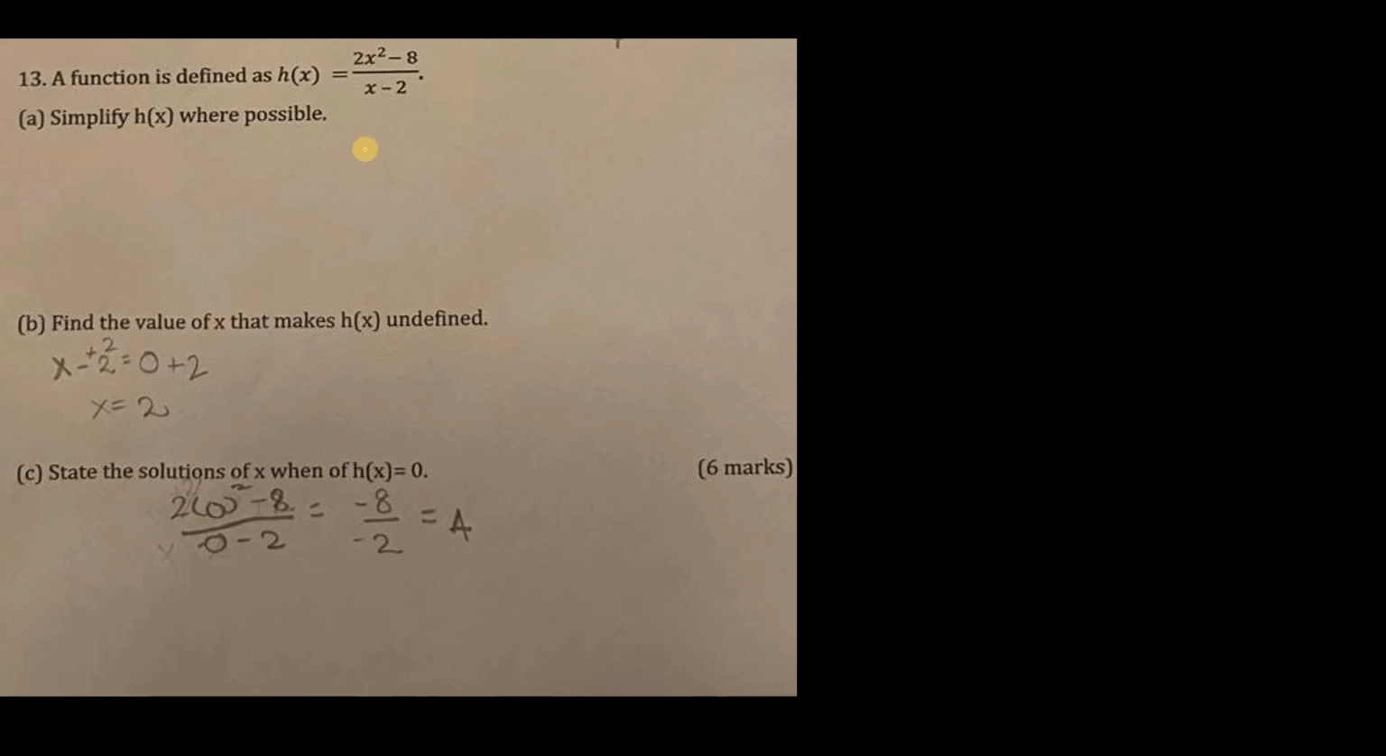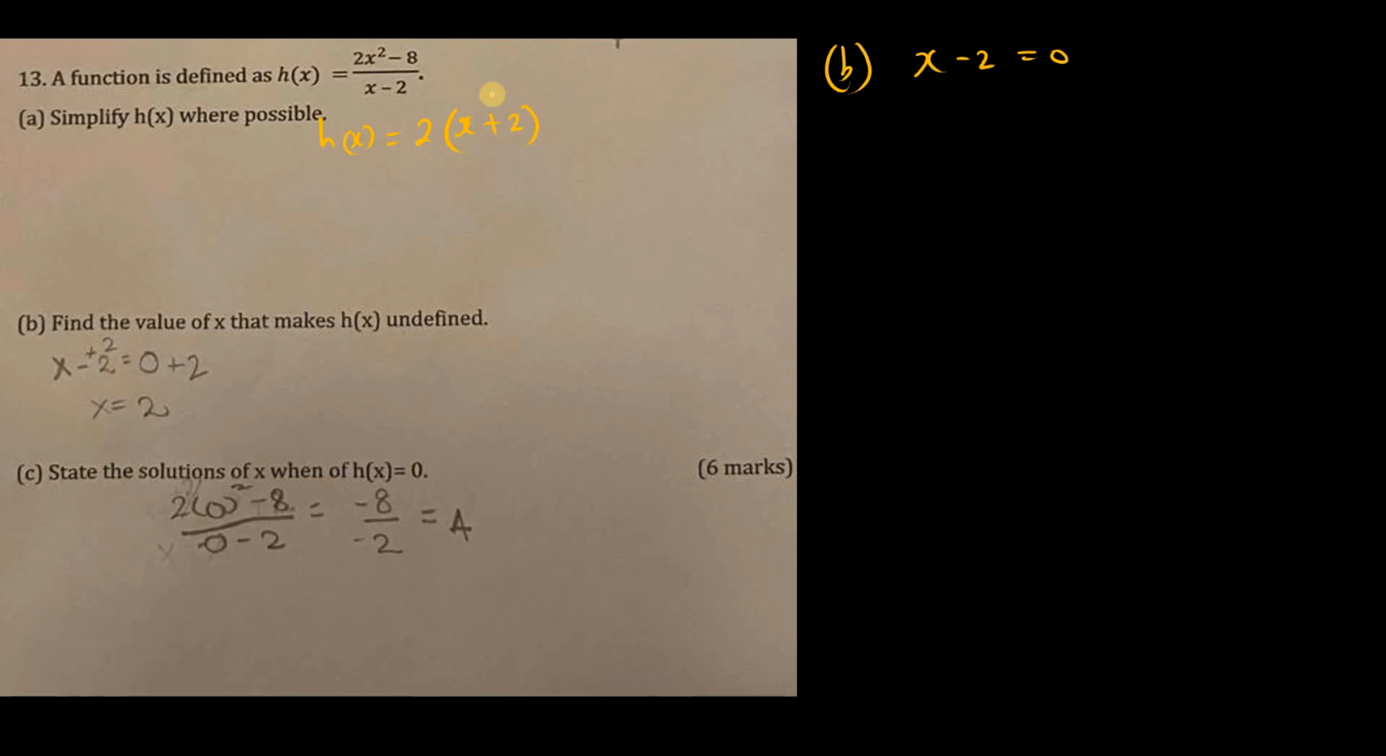Alright, so looking at part B, we did part A already. Like I said, it's going to be 2 times x plus 2. Now for part B, which is h of x, the simplified version, for it to be undefined, the denominator has to be equal to 0. So x minus 2 equals 0.